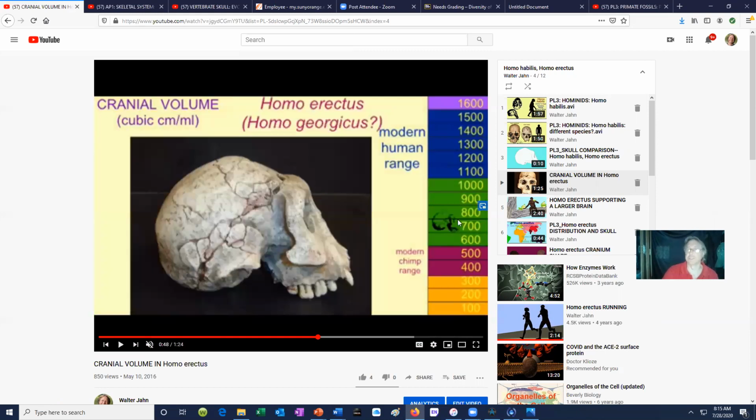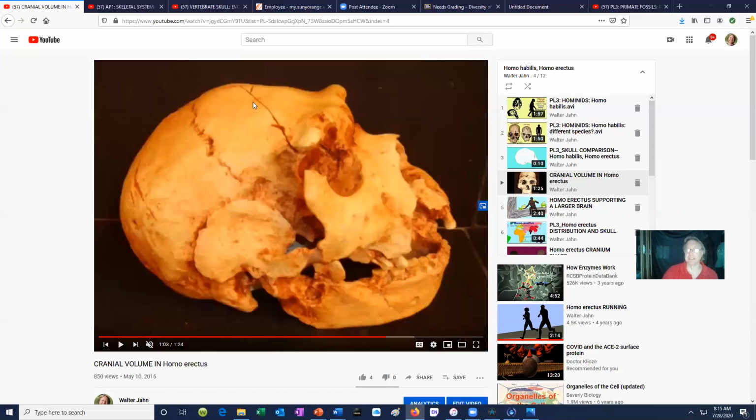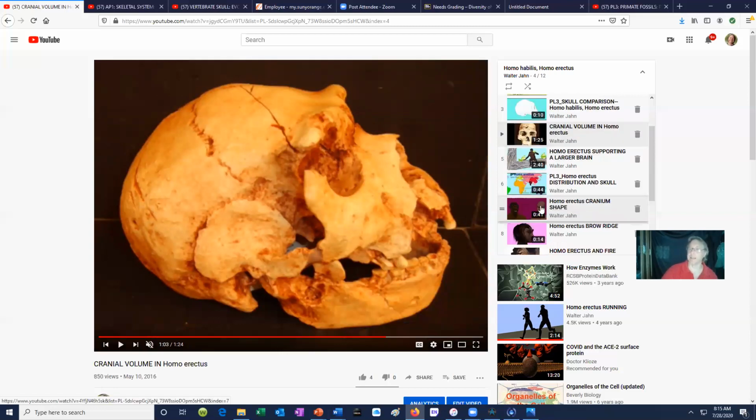Homo georgicus, which is the early Homo erectus, notice the volume a little bit less. Notice there's no forehead. The skull tends to be low and long. And we see this typically in these skulls. This would then become pronounced later. And so once again, there was lots of species of Homo.